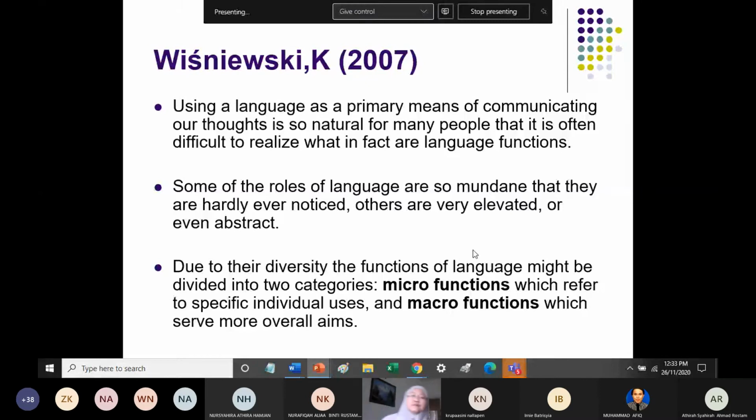So Wisniewski in 2007, he says that using a language as a primary means of communicating our thoughts is so natural that it is often difficult to realize what in fact are language functions. Some of the roles of language are so mundane that we hardly ever notice. Some are high prestige, some are low prestige, some are concrete, some are abstract. Yeah? So we can actually look at functions in terms of micro functions, which refer to specific individual users, and macro functions, which serve more overall aims.